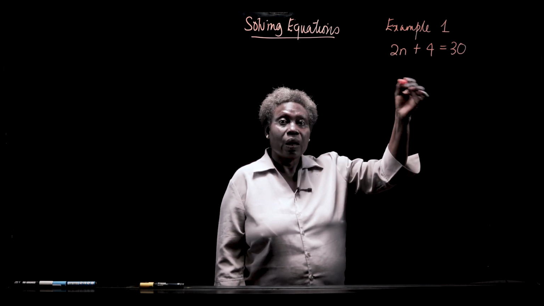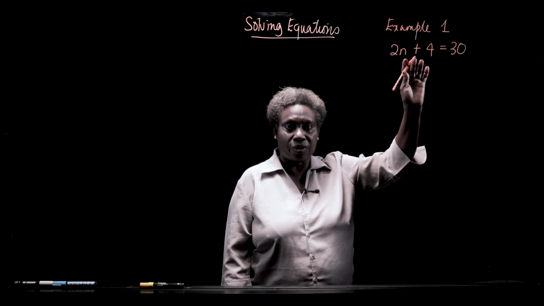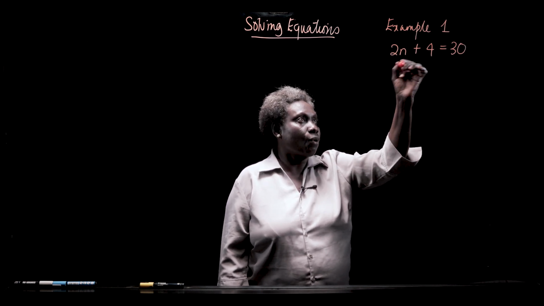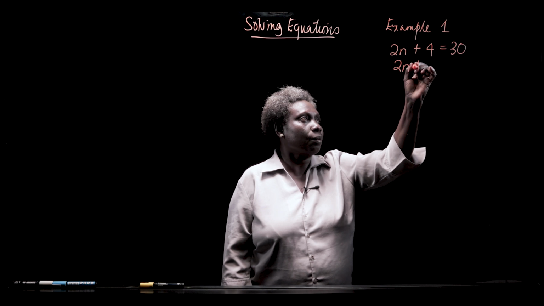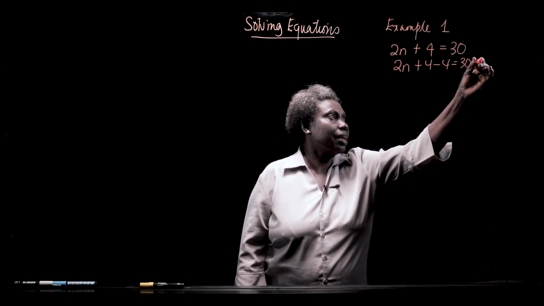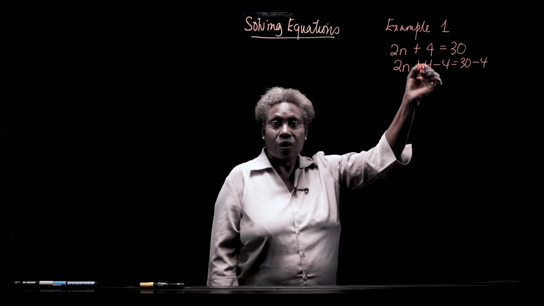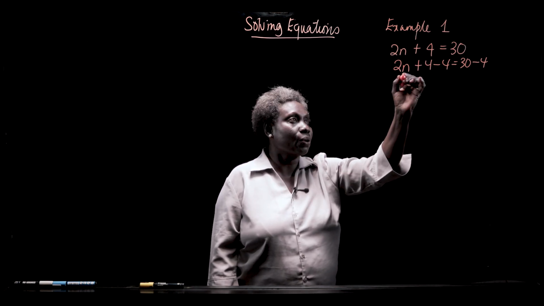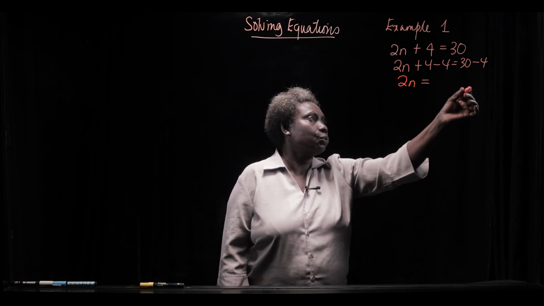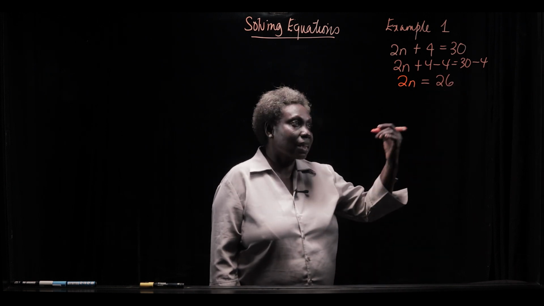We are going to carry out the inverse operations on both sides of the equation to get rid of the constant or the number. So we subtract 4 on both sides of the equation. 2n plus 4 minus 4 is equal to 30 minus 4. Now, the plus 4 minus 4 cancels out. That is equal to 0. So we are left with 2n on the left-hand side, which is equal to 30 minus 4. That is 26.